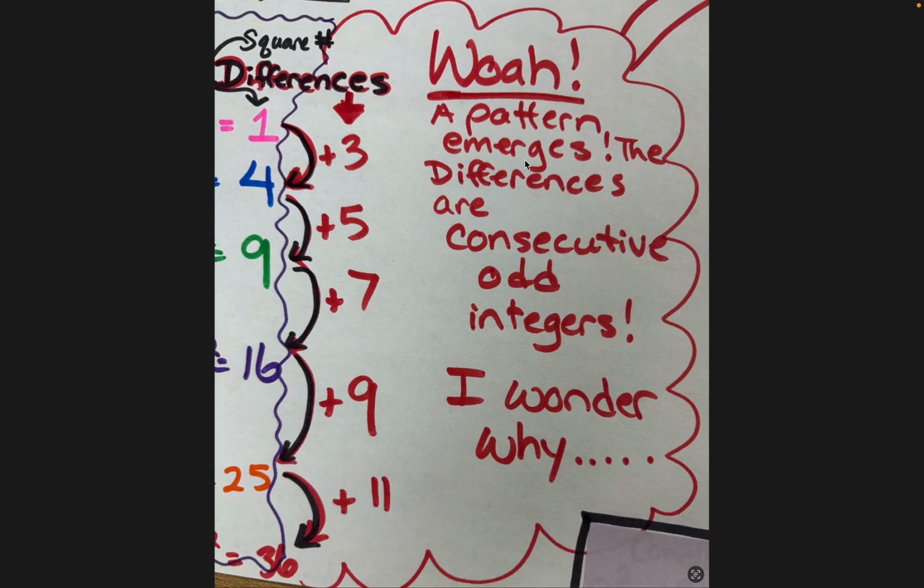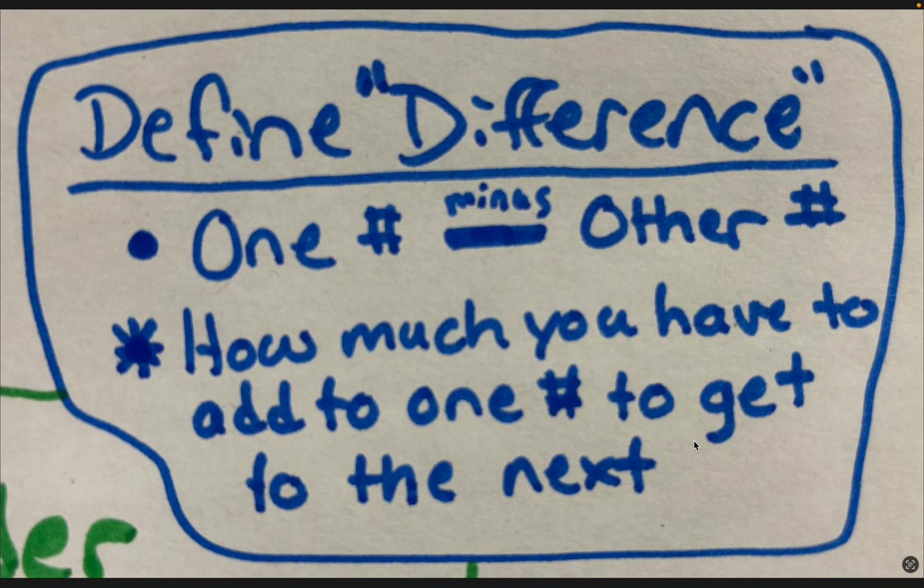So we can see that this pattern emerges, that the differences are consecutive, that means in a row, odd, that means odd, not even, integers, so whole numbers. And the big question is, I wonder why. So many YouTube videos just leave it at this point, that it's just a pattern. Look, interesting. But why is this a pattern? I wonder. And in mathematics, wondering and exploring is what it's all about.